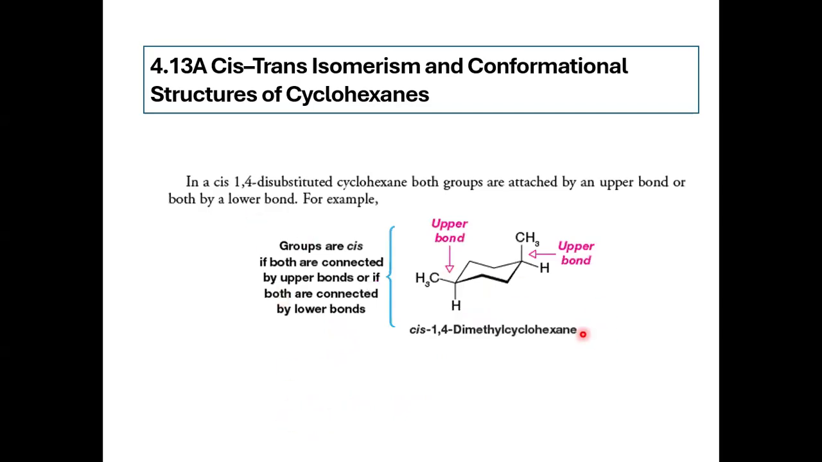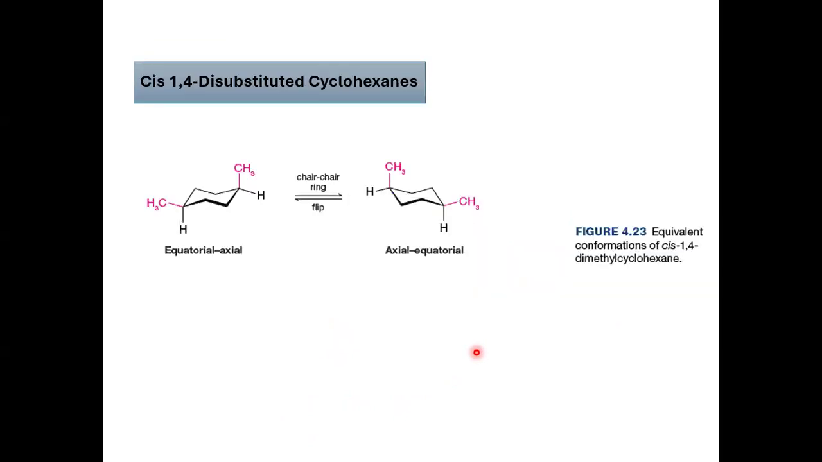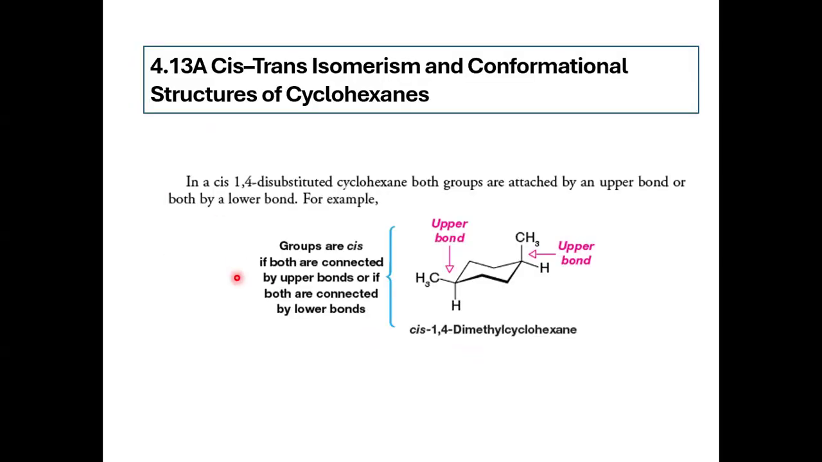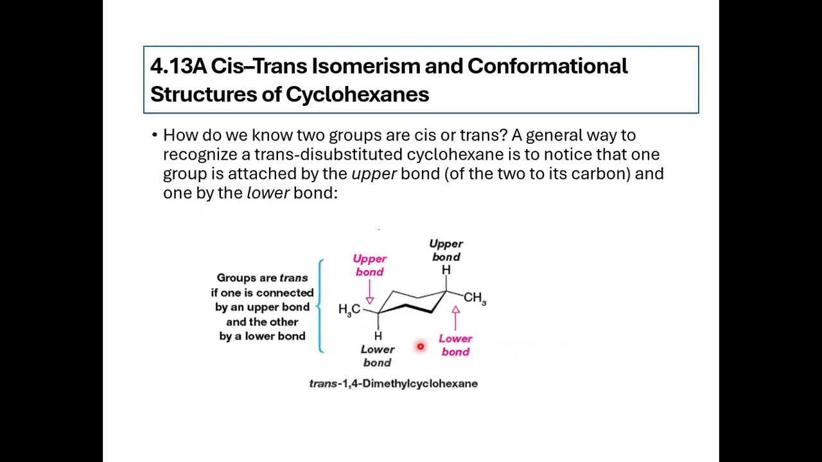Okay. And here you can see that it's up and it is up also. So the only difference is that here it's up, but it's in the equatorial position, and here it's up, but it's in the axial position. But in the same manner, they are still in the up position. So you have your cis 1,4 dimethyl cyclohexane. So there are two types of 1,4 dimethyl cyclohexane. They can be cis or they can be trans.